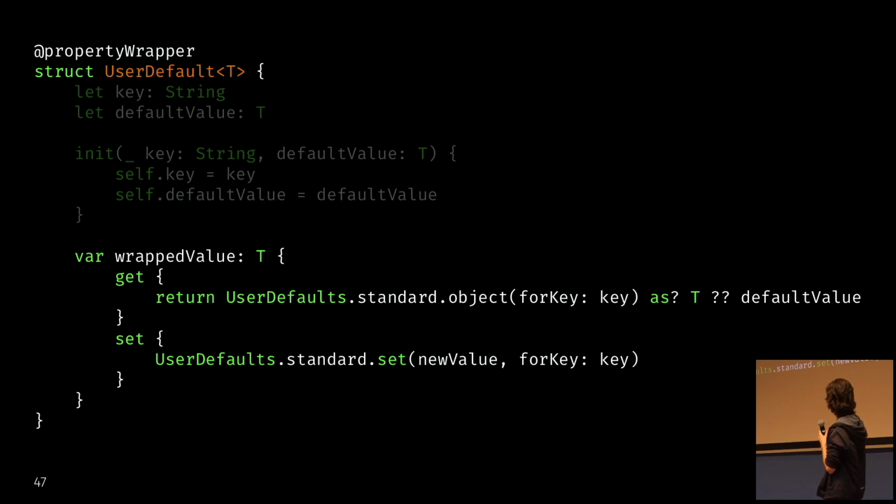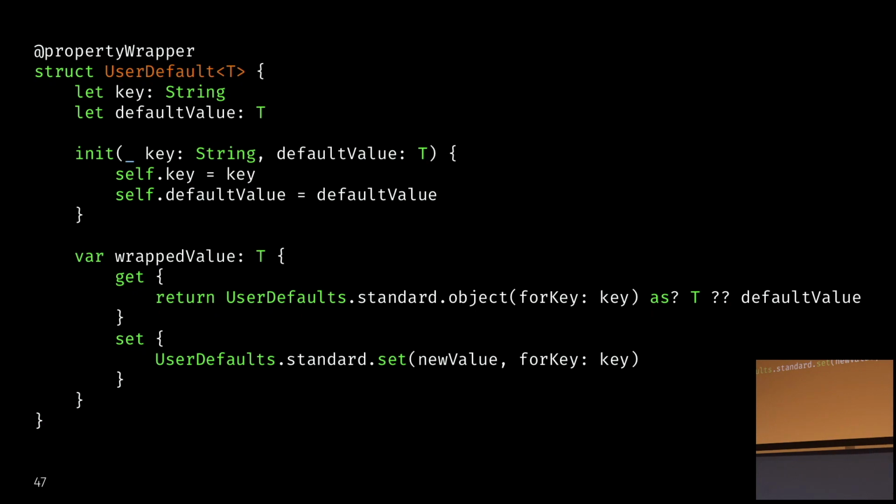So in the getter, we call the UserDefaults API with the key. We try to cast it. If either the cast fails or there is no value, we return the default value. And in the setter, we set the value in the UserDefaults store using the key. And that's it. Now we can use it.